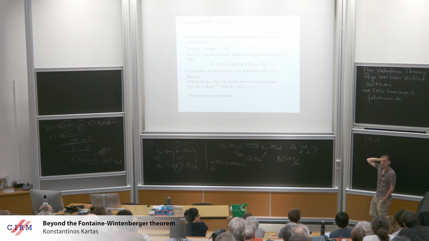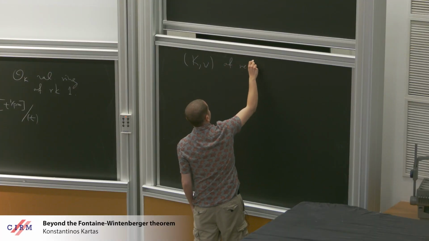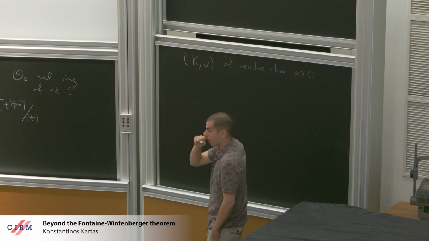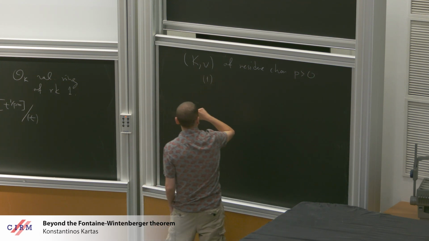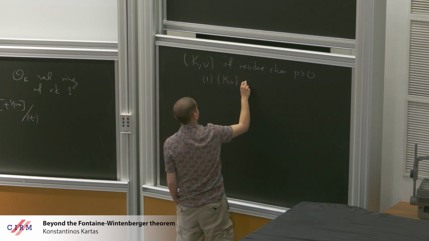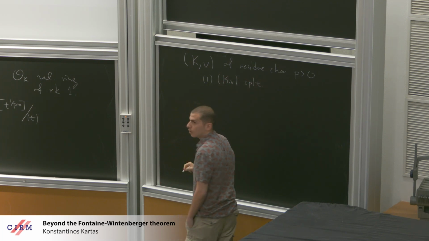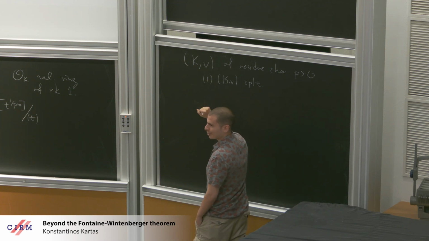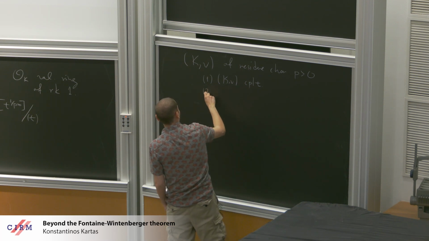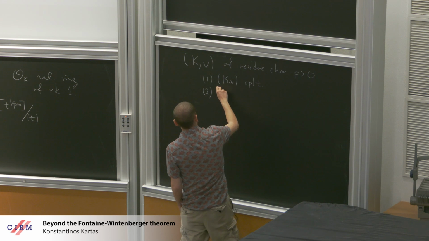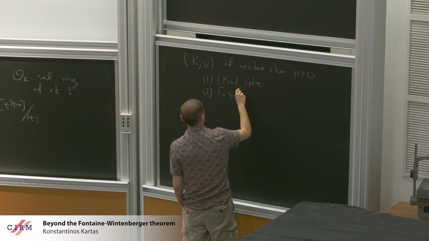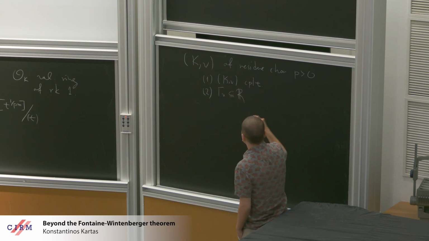So a perfectoid field is a valued field, first of all, and it's of residue characteristic P greater than 0. The first condition is that it's complete. So V is a real valuation. I haven't finished the definition yet. It's a real valuation and it's non-discrete.